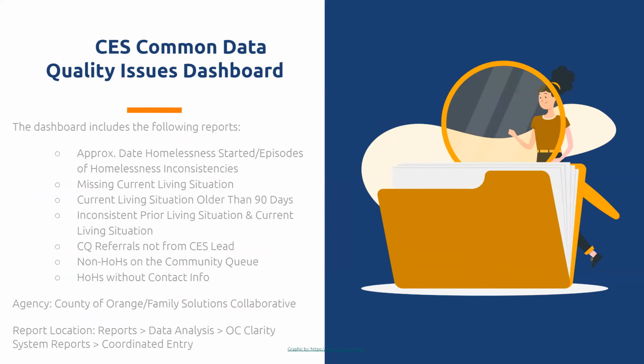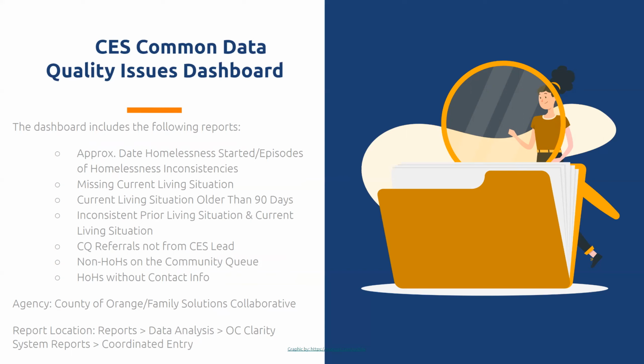The CES Common Data Qualities Dashboard Report is a dashboard that includes the following reports. So the dashboard has a number of different sections that you'll be able to view, and these are the sections. Approximate date of homelessness started and episodes of homelessness inconsistencies. Missing current living situation. Current living situation older than 90 days.